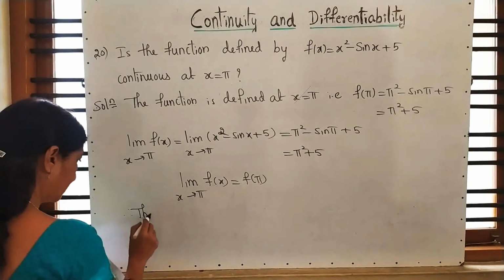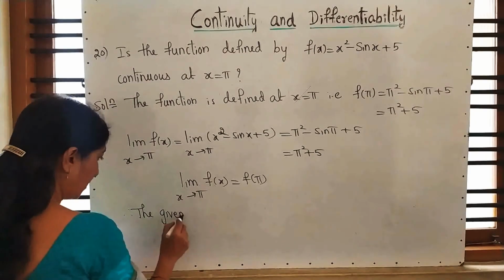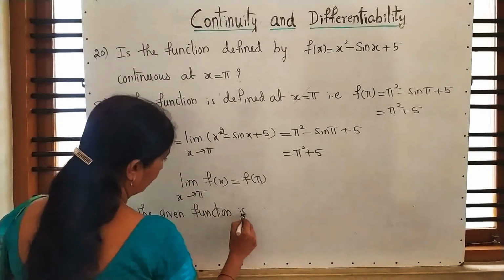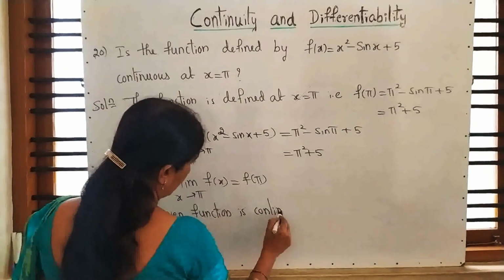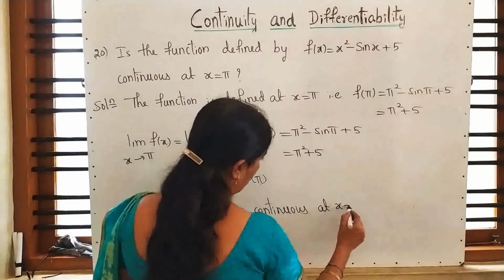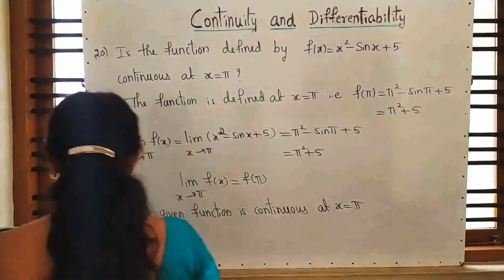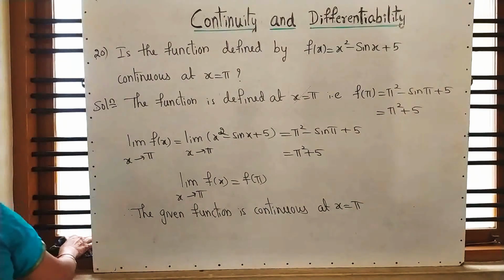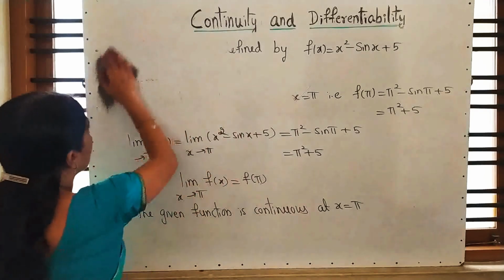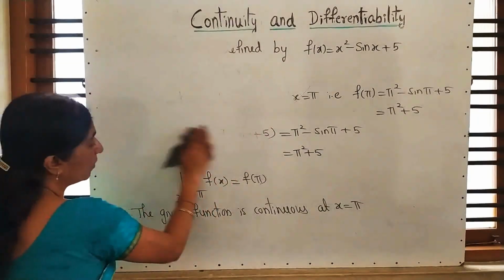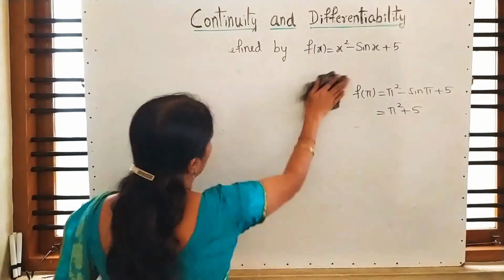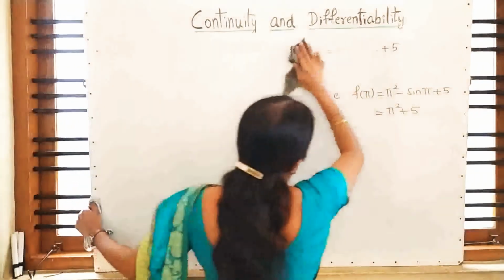Therefore, the given function is continuous at x is equal to pi. See, is it interesting or what? Interesting and very simple also. Now moving to the very interesting part of this exercise, because in Karnataka State Board we usually have questions from this part for 4 marks.